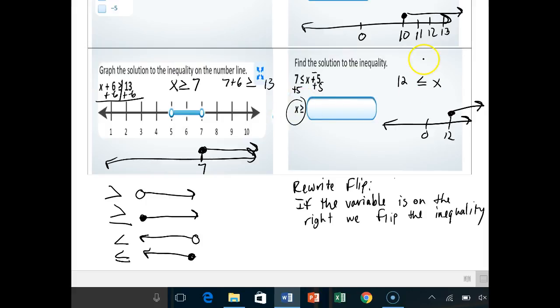Notice how it gets flipped, and this becomes X, flip the inequality sign, greater than or equal to 12, okay? That's kind of confusing. We'll be going over that a lot in this unit. That's one of the times you'll flip the inequality sign. That's the end of part 1.